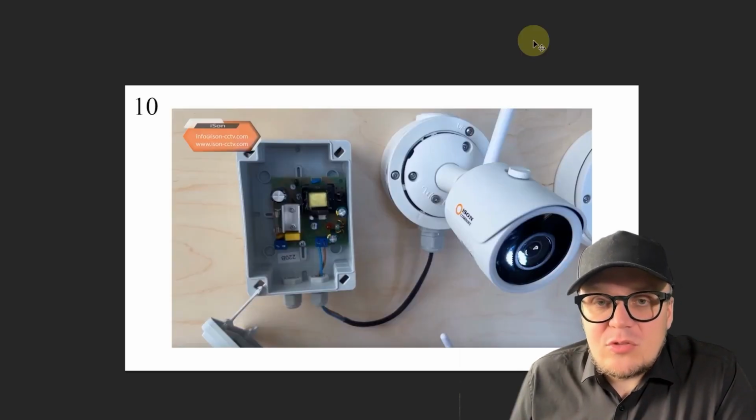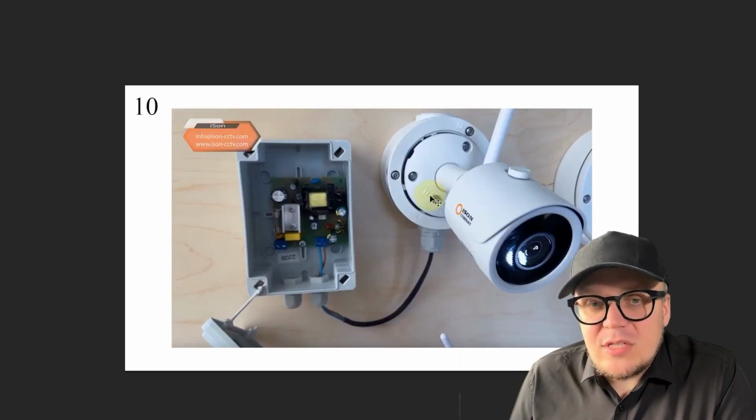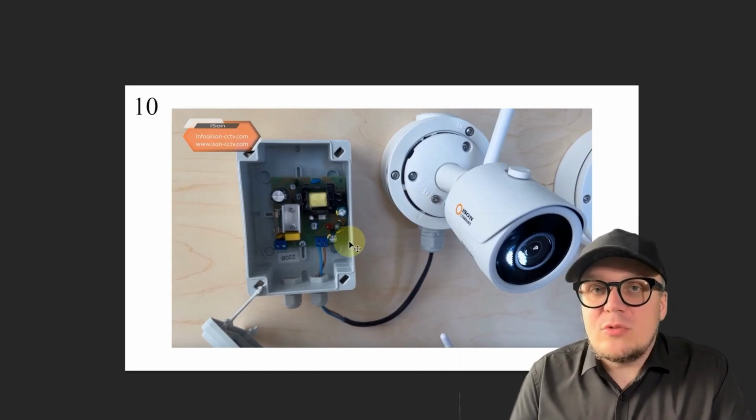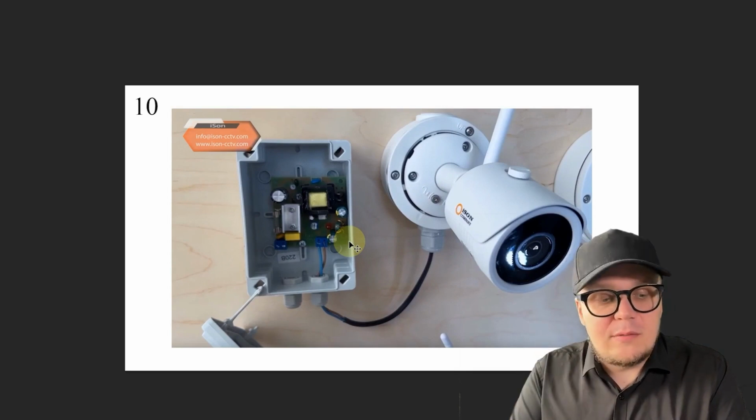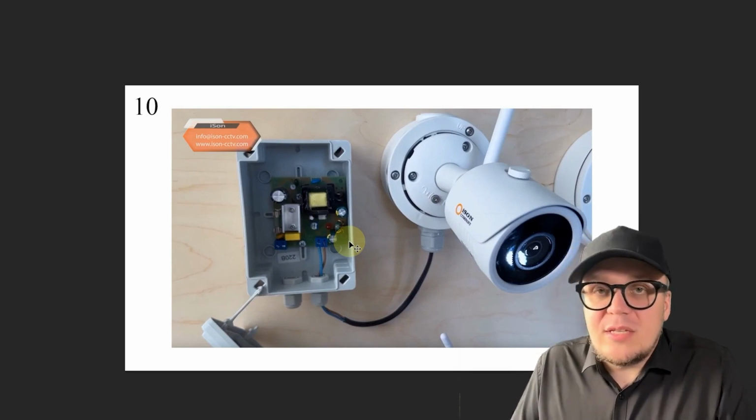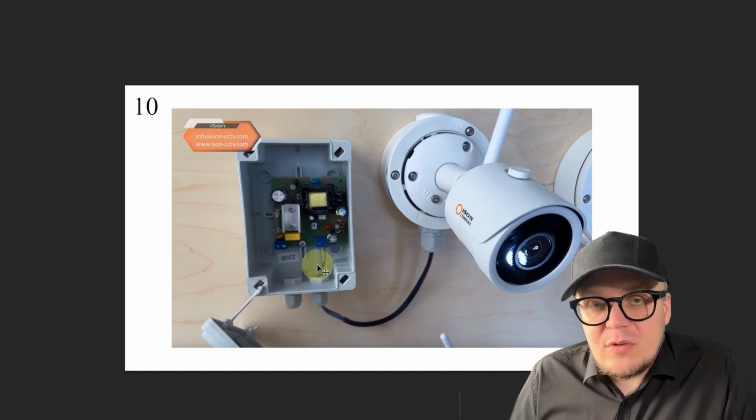The next common mistake is when you install a Wi-Fi surveillance camera outside with a standard internal power supply. The internal power supply that comes with all the cameras looks like this. That is, it's a regular plastic power supply. It can only be used indoors. It cannot be installed outside. For outdoor use, a specialized outdoor power supply is required.